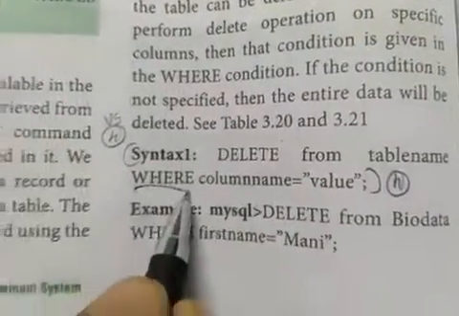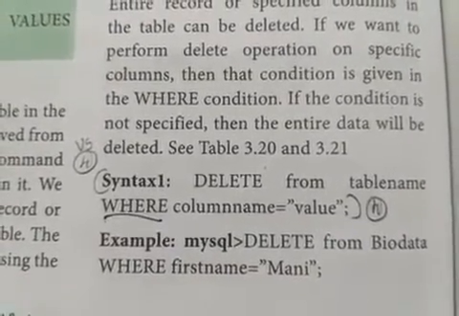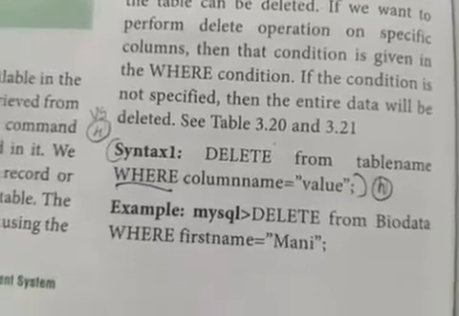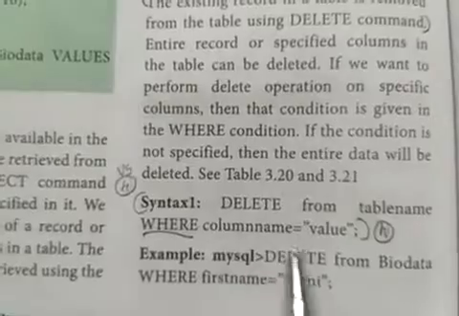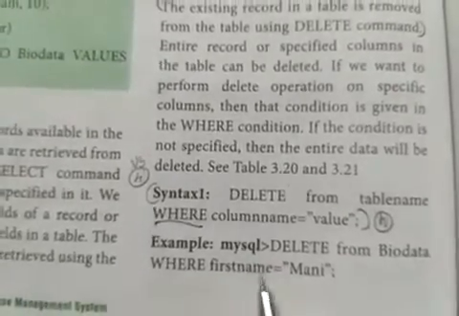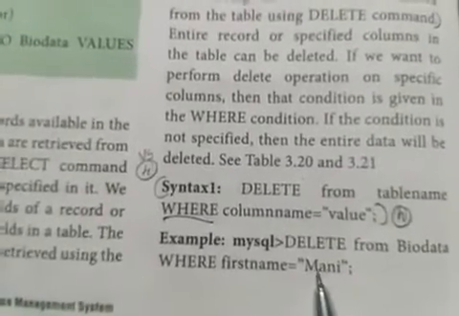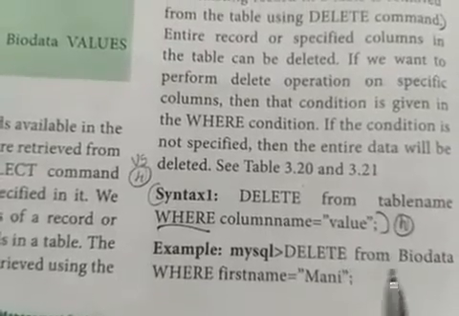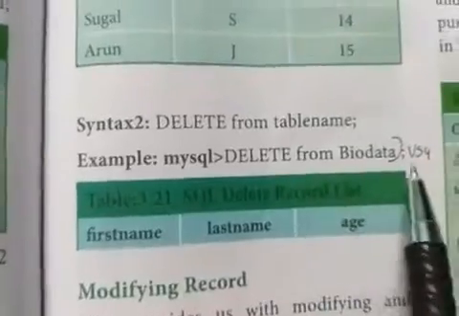What is the purpose of the where clause? It is used to specify a selection by using some conditions. We are selecting particular records with the help of the where clause. After where we must use the condition: column name equal to value. So in our example, delete from biodata where first name equal to Money. Those records which have the value Money as first name get deleted in the biodata table after executing this command. Yesterday we also saw delete from biodata alone, which is used to delete all the records from the biodata.